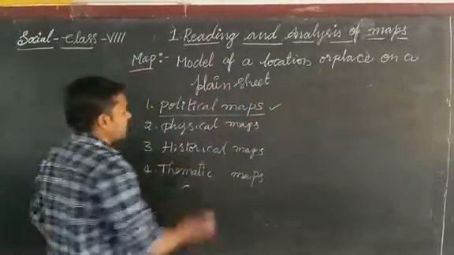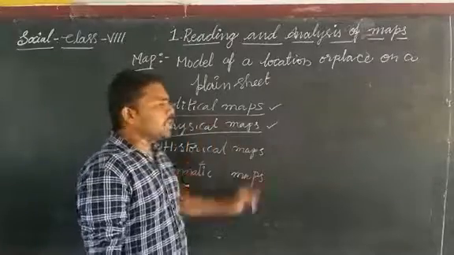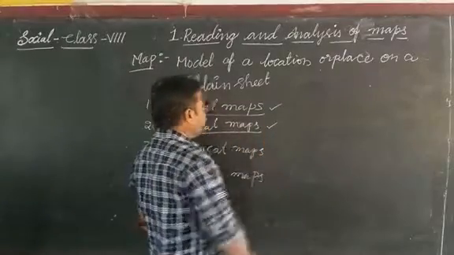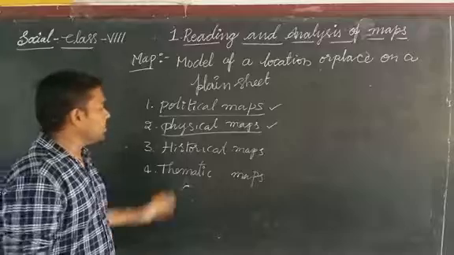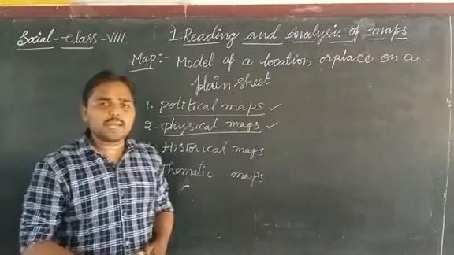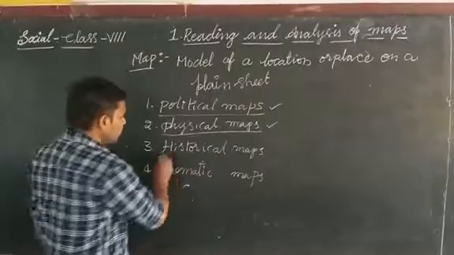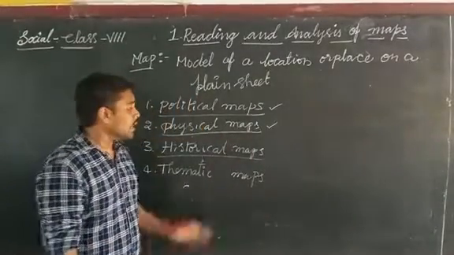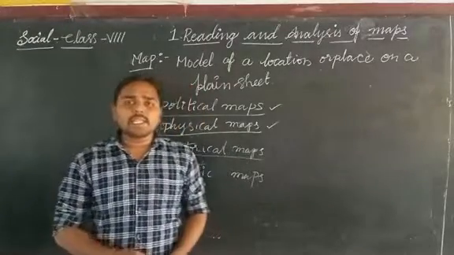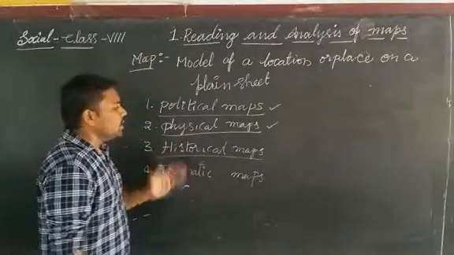Physical maps are the maps that are showing different types of landforms on the earth, on the plain sheet, like plains, plateaus and mountains. Those are called physical maps. Now coming to historical maps. Historical maps are the maps that show only the kingdoms of emperors at the time of the emperors. That is called historical maps.